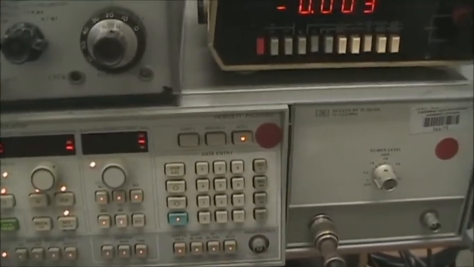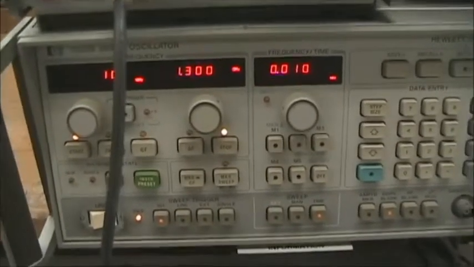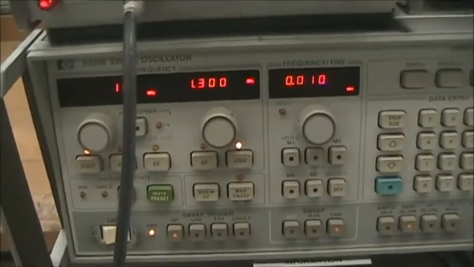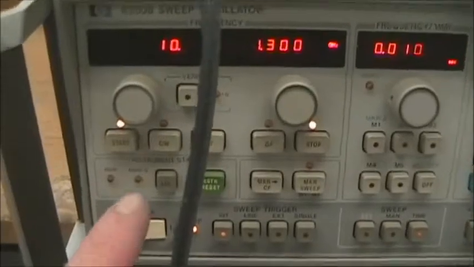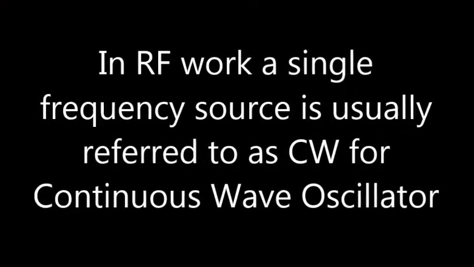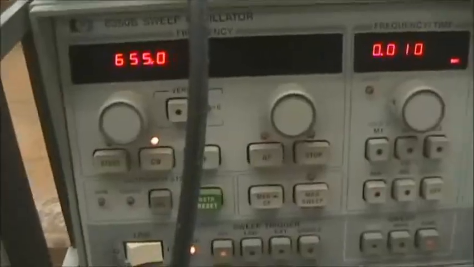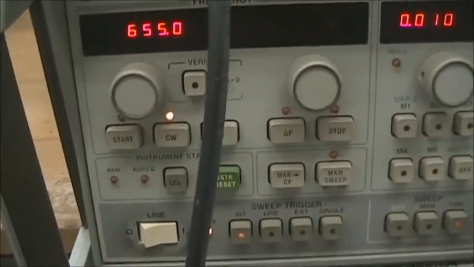So we turn on the source. This is what we call a microwave sweeper. It can sweep through various frequencies, which is useful for us to test lots of devices. But in this case, we're going to use it on a single frequency. The default there is halfway, which is 655 megahertz.